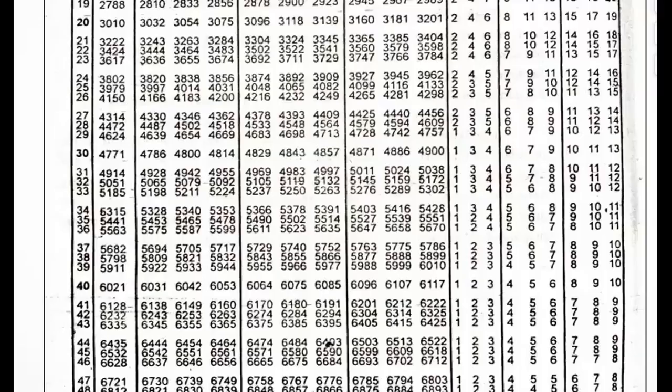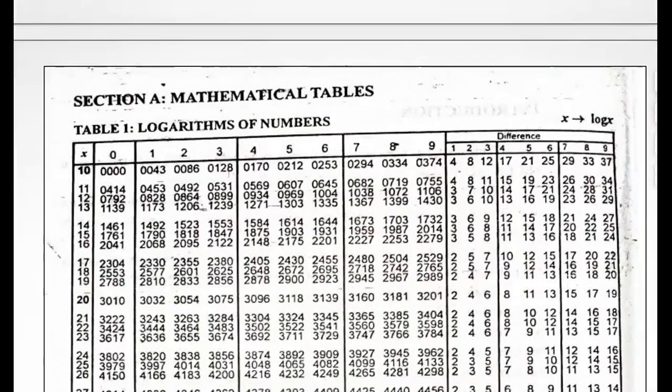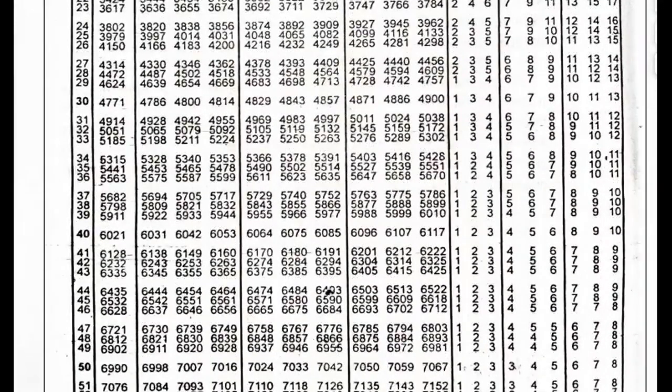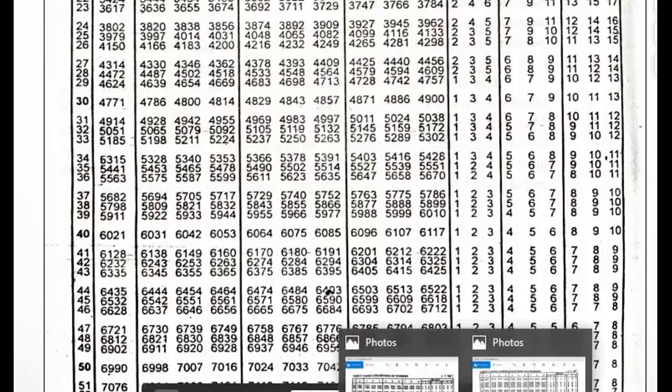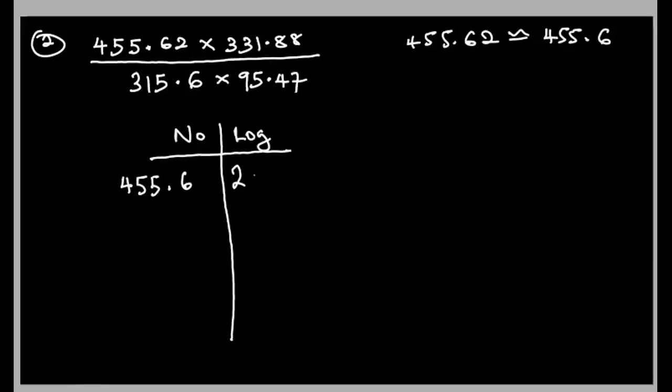From the table we have here, our 4-figure table for logarithm, 45 under 5 difference 6 is 6580. Difference of 6 is still 6. So when you add both values, it gives us 6586. We write it down here as 0.6586. Now we go to the next number in the numerator.